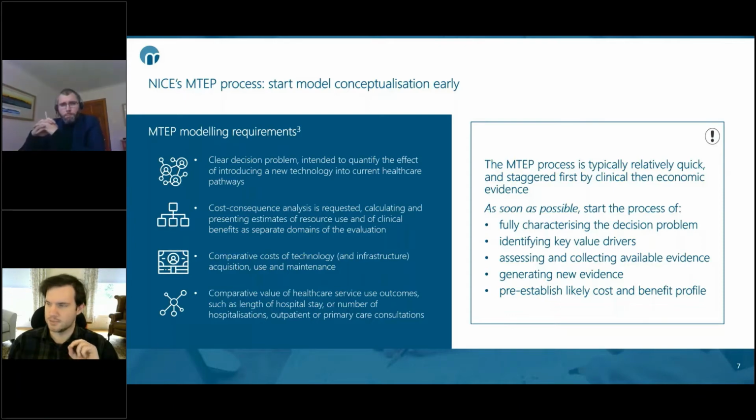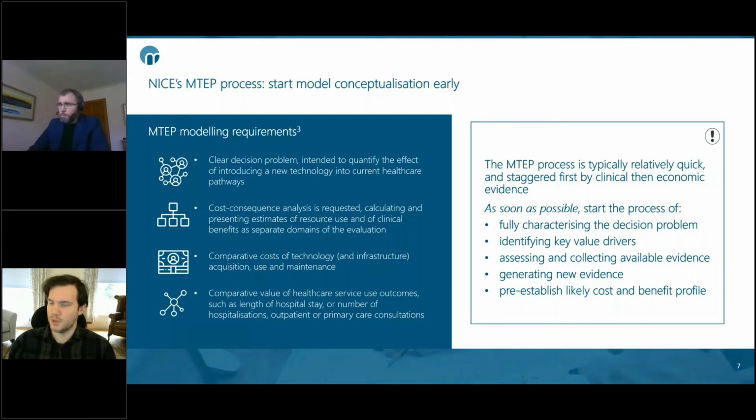The decision problem needs to be characterized. You need to know your device. You need to know the standard care that you're trying to replace, or you're arguing for replacement, or the alternative. You need to know exactly where the value of your device lies. You need to have your evidence all lined up, particularly the clinical evidence, because that comes first, at least in the submission process, and that all needs to be collected and readily available.